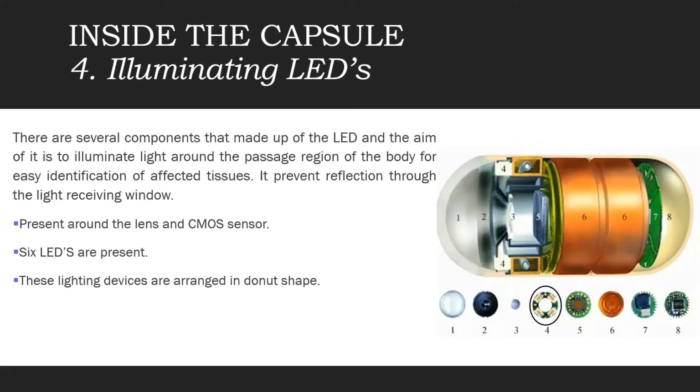Illuminating LEDs. There are several components that make up the LED, and the aim of it is to illuminate light around the passage region of the body for easy identification of affected tissues. LEDs prevent reflection through the light receiving window. LEDs are present around the lens and CMOS sensor. There are 6 LEDs on the capsule. These lighting devices are arranged in a garnet shape.